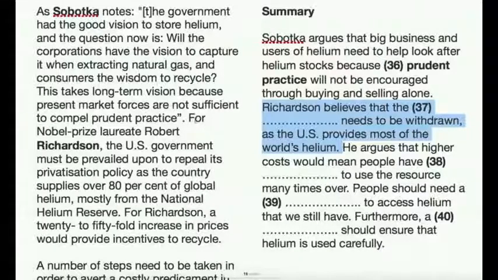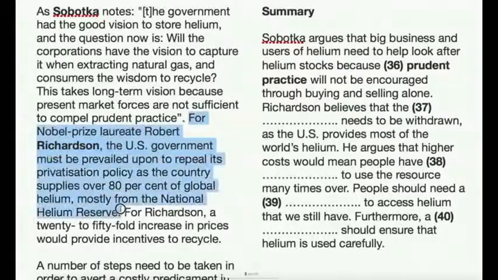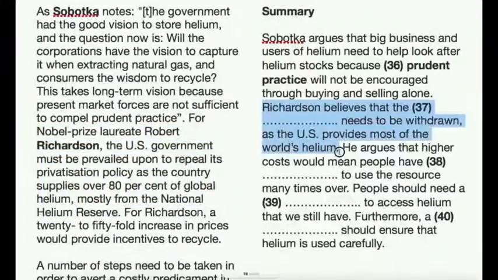You can see the answer to this one is going to be here, because it talks about Richardson, it talks about the US government. So this section here is going to be a paraphrase of the section we have here. We just have to work out which word we need to move into here.